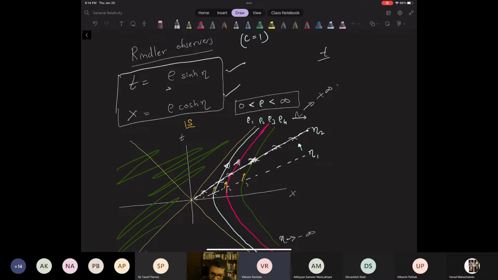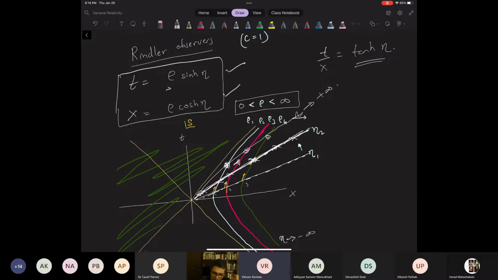T by X is tanh eta. So basically the slope of this line is tanh of eta. For different eta, I get different lines passing through the origin. So eta describes all these different points.